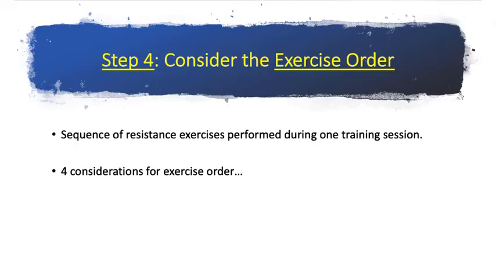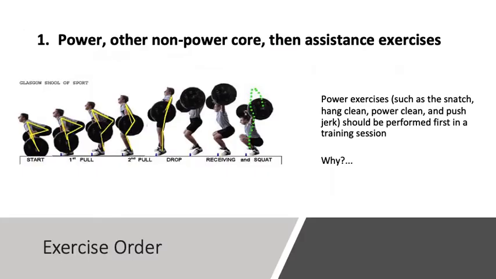The next step is to consider the resistance training exercise order, which is the sequence of resistance exercises performed during one training session. There are four considerations that we're going to talk about for exercise order. The first consideration is that you place power-based exercises before other non-power core-based exercises, then assistance exercises. Power exercises are those of the snatch, hang clean, power clean, and push jerk, and they should be performed first in a training session.